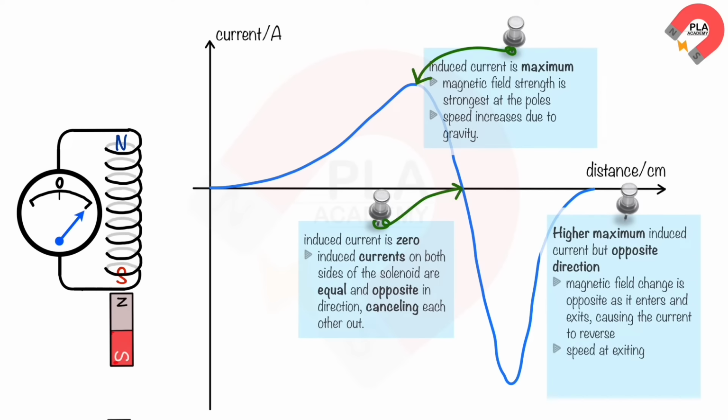The peak induced current at exit can be higher than at entry. This is because the speed of the magnet at exiting is more than at entering due to gravity.